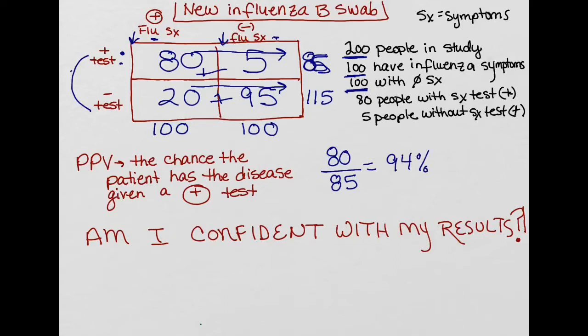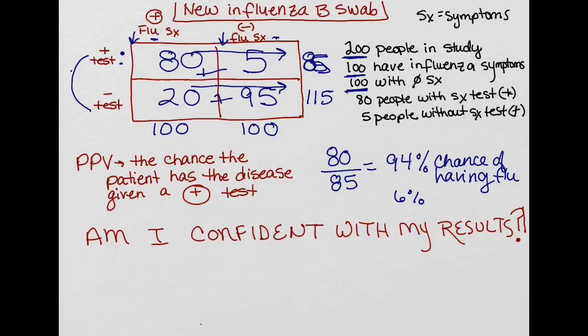So what does that mean? That means they have a 94% chance of having the flu. So you can be pretty guaranteed that if you have symptoms and you test positive, there's a 94% chance that you have the flu. And if you look at the difference, there's 6%. That 6% means you have a 6% chance that you won't have the flu. So if you're tested with this new method, it's 94% accuracy of having the flu.